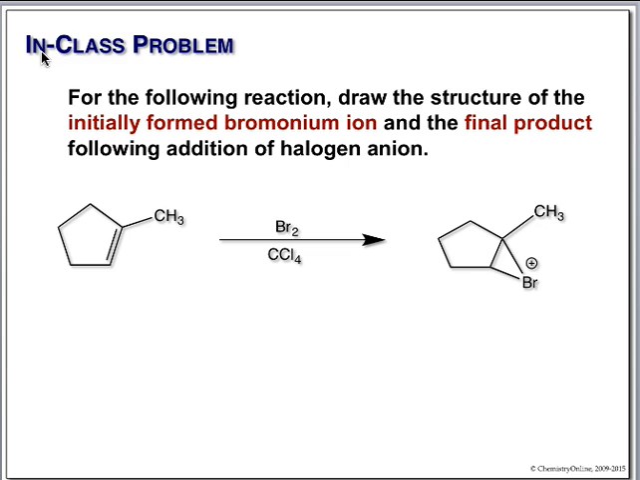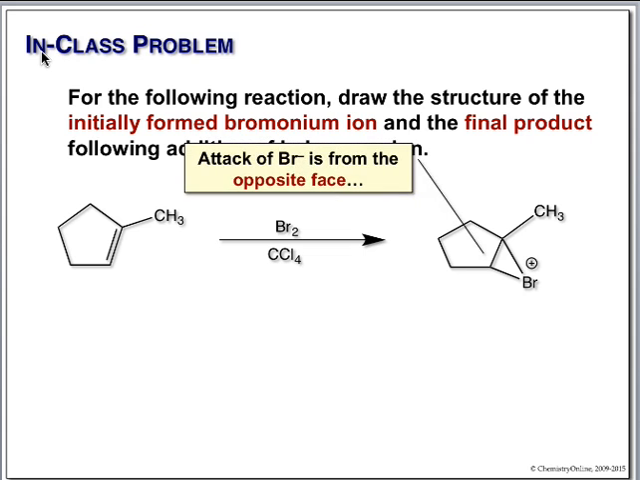Now our second step, Br- is going to attack. It's going to ring open the bromonium ion and form the trans 1,2 dibromide. Br- is going to come in from the backside here, a ring opening. Opposite face, probably attack here, get away from the methyl. And we form a trans 1,2 dibromide.